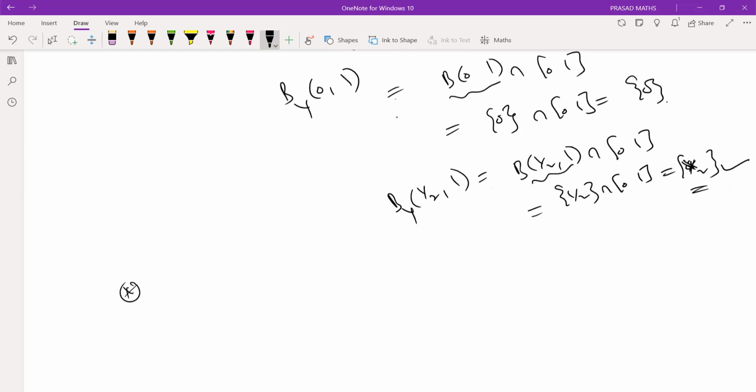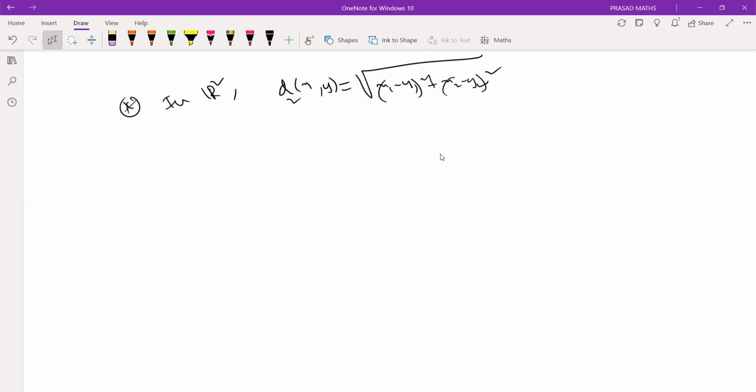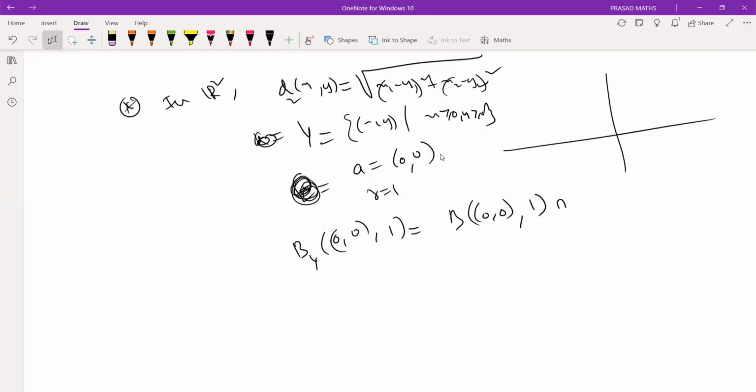Suppose you take R2. R2 with the Euclidean metric. What is meant by an open ball? Suppose my set E is the first quadrant. Take A equal to (0,0) and my radius is 1. What does an open ball centered at (0,0) with radius 1, intersection with Y, mean?